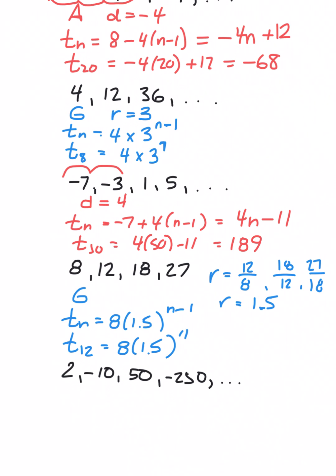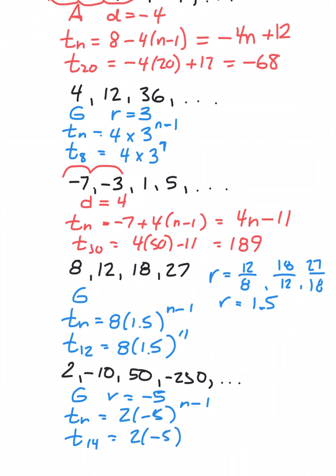Last one here is geometric. This one has a ratio that's negative because those signs are alternating. The ratio would be negative 5. Our formula is going to be 2 times negative 5 to the n minus 1 power. I ask you to find the 14th term. I'm going to take 2 times negative 5 to the 13th power. So that is arithmetic and geometric sequences.